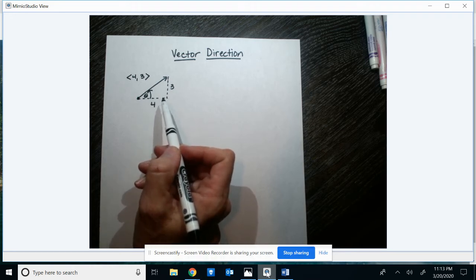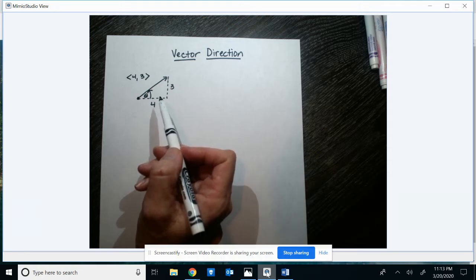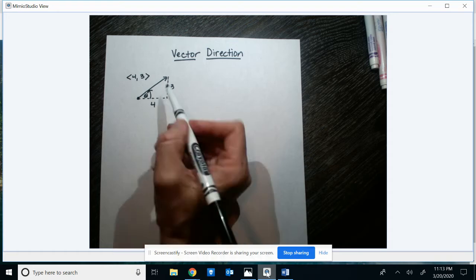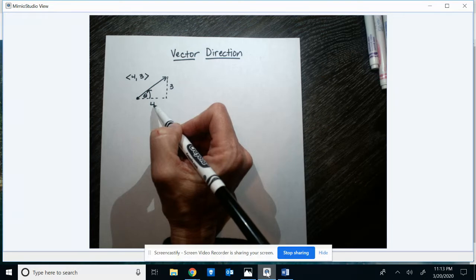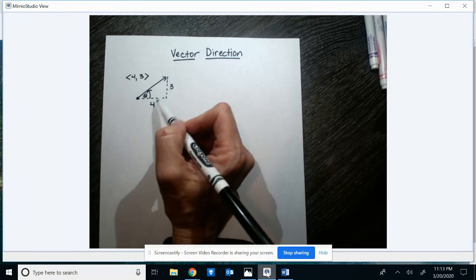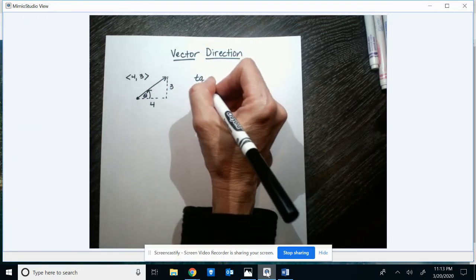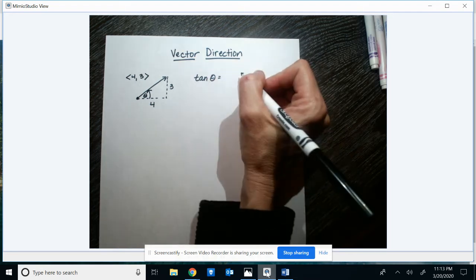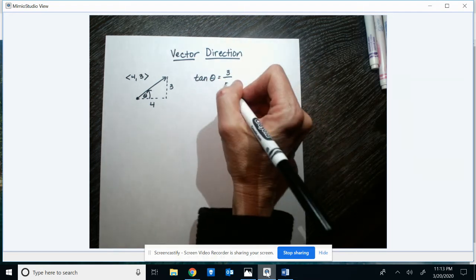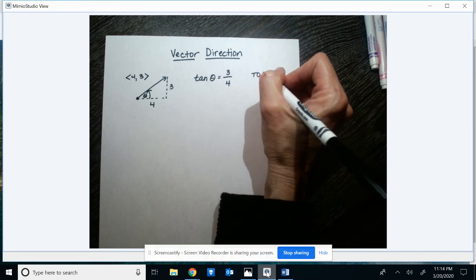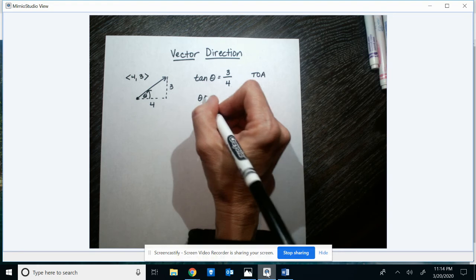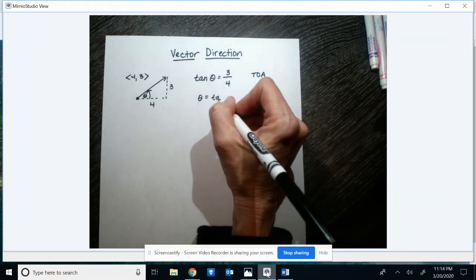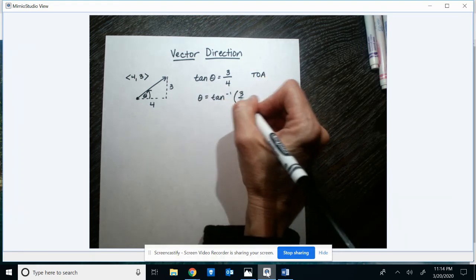All right, so the direction is a rotation off the positive horizontal axis. So I'm trying to find theta. Notice I have the opposite side and the adjacent side, and when I'm using the opposite and the adjacent, that is your tangent function. So tangent of theta is equal to the opposite over the adjacent, from TOA, from geometry, SOHCAHTOA. To find theta, I have to take the inverse tangent of my ratio 3/4.